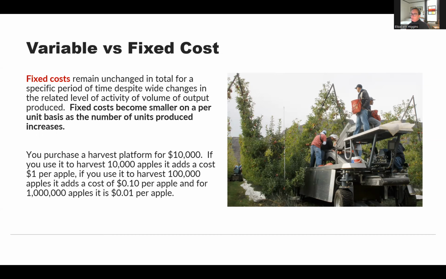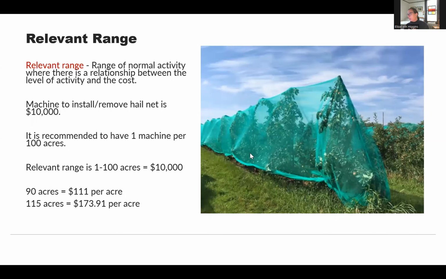If you purchase a harvest platform for $10,000 and use it to harvest 10,000 apples, it's $1 an apple, right? But if you use it to harvest 100,000 apples, it's 10 cents an apple. And for 1,000,000 apples, it's a penny an apple. So you can see that with any fixed cost in your budget, you want to utilize it more and more towards its capacity, rather than less capacity. The more capacity you can use that fixed cost for, the less per unit it costs on your overall budget. And that's where relevant range comes into play.